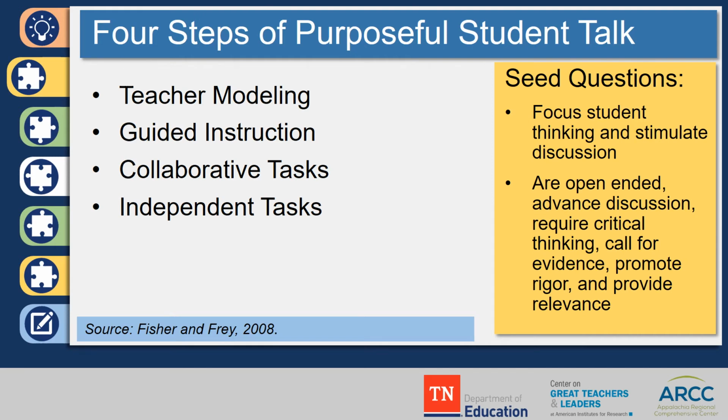By engaging in purposeful student talk, you are shifting the roles and responsibilities of discussions from yourselves as teachers to the students. The four-step scaffolded approach of purposeful student talk includes teacher modeling, guided instruction, collaborative tasks, and independent tasks. As you engage in classroom discussions and purposeful talk, it is important not to praise students. Instead, pose questions to scaffold student thinking and to help guide students to correct answers, rather than telling them the answers.